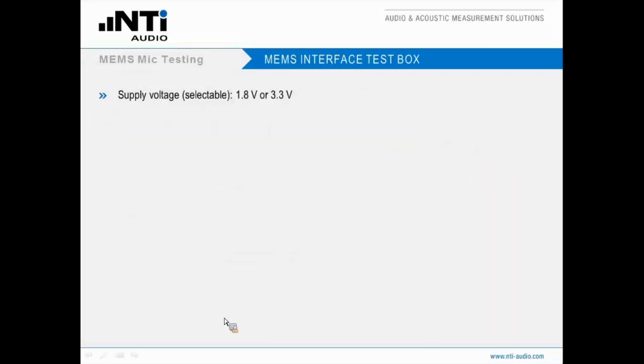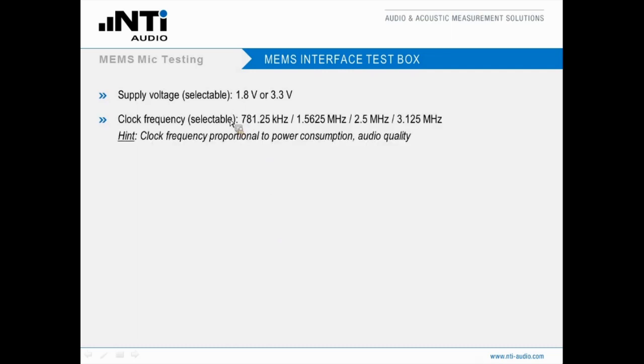Some words about the MEMS MIG interface test box. It has 2 supply voltages, the typical ones, 1.8 volt or 3.3 volt, selectable. We have 4 selectable clock frequencies. Keep in mind, the higher the clock frequency, the higher the power consumption of the MEMS microphone, but also the better the audio quality. The MEMS interface box translates the digital signals into an analog voltage, which is maximum 3 volt.